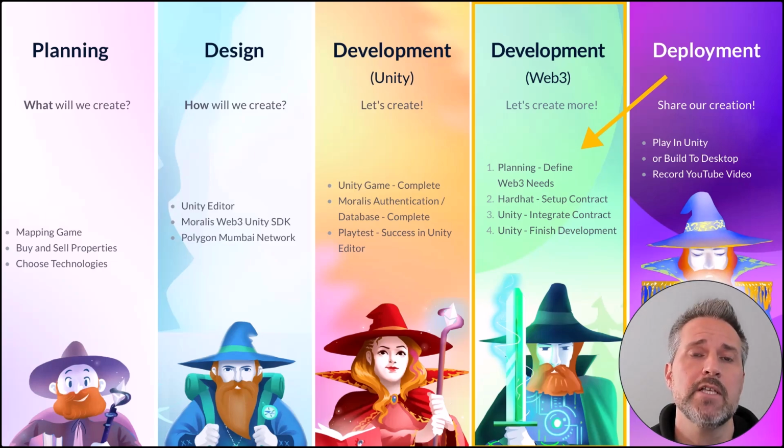In the development phase for Unity, we've already set up most of the core gameplay. We've got buying and selling properties working with the Moralis database, but not yet with contracts. And we've play-tested the project with success inside the Unity editor. Together, we'll start with the development of Web3. Let's define what our needs are, set up the contract in Hardhat, configuring it, loading it in using Unity, and then finishing up the development inside Unity as well.